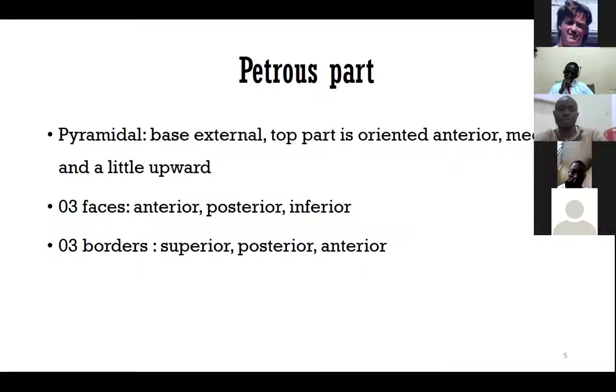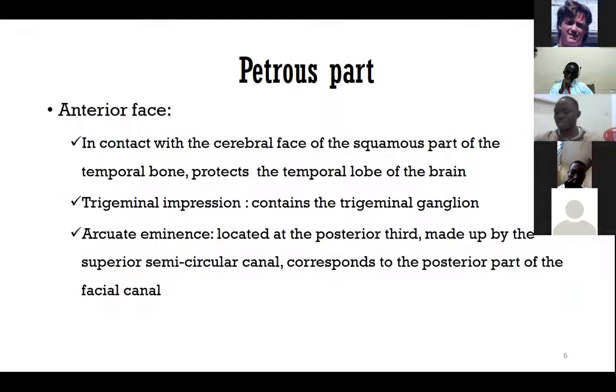The petrous bone has three faces: anterior, posterior, and inferior. It has three borders: the superior, the posterior, and the anterior. The petrous bone is wedged in at the skull base between the sphenoid and the occipital bone. We will describe first the anterior face of the bone. The anterior face is in contact with the cerebral face of the squamous part of the temporal bone, and it protects the temporal lobe of the brain.